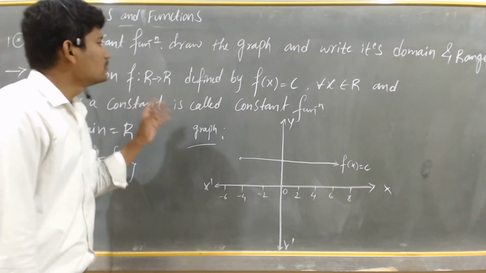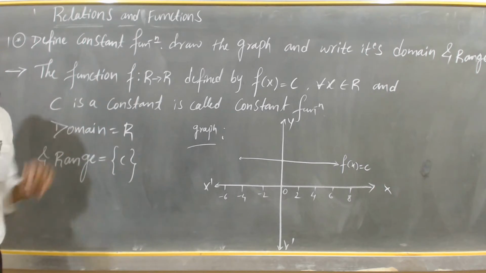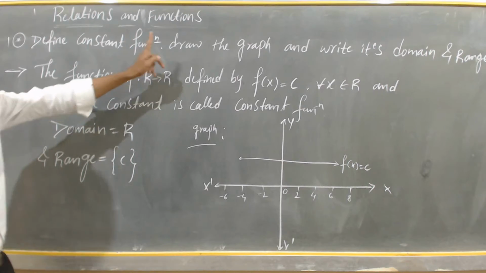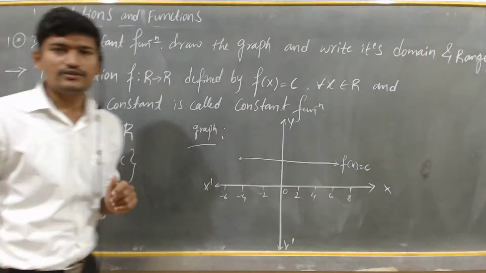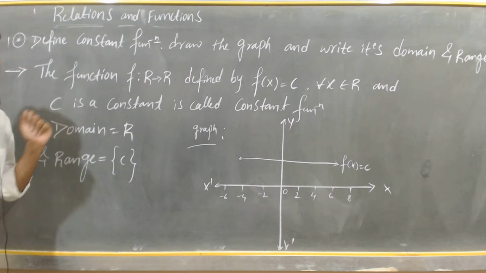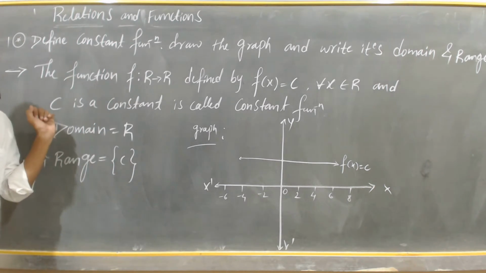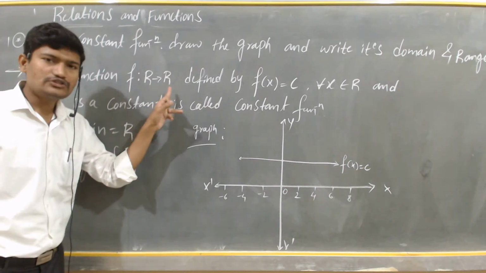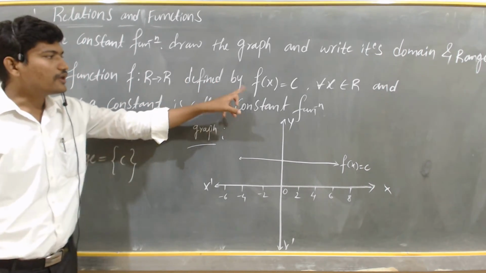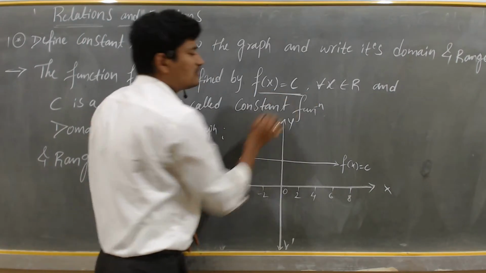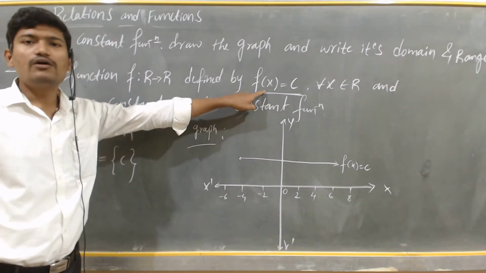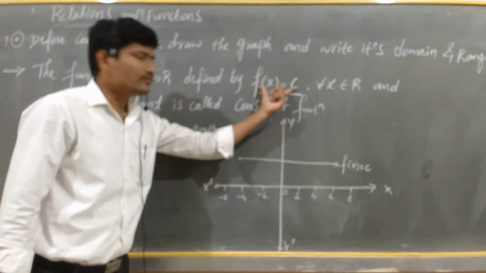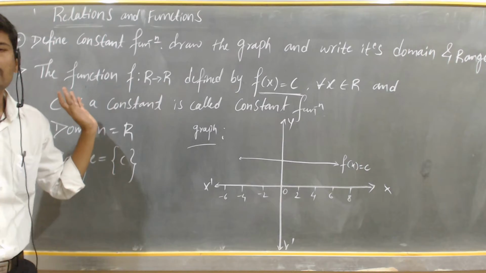Dear students, this is your constant function. Now one more time I will explain this. Define the constant function, draw the graph and write its domain and range. In your examination he will ask like this. First of all we will write the explanation of a constant function. The function f from R to R defined by f(x) = c. This condition is very important for your constant function, because if you see this, it means the given function is a constant function.